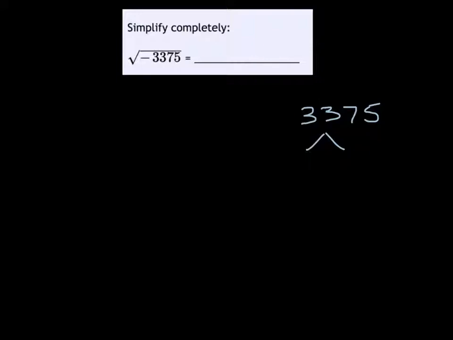I know 3,375 can be divided by 5 because it ends in a 5. So I'm going to divide it by 5, and I get that it would be 5 times 675. And I'm just going to repeat that now with these numbers that are not prime. So 5 is a prime number. I'm not going to divide that at all. But I am the 675. I'm going to divide that by 5 again. And I get 5 times 135.